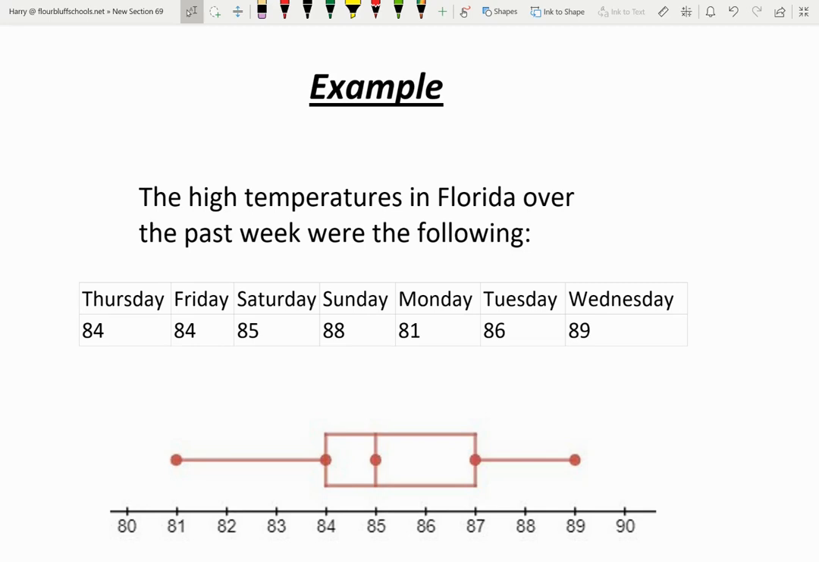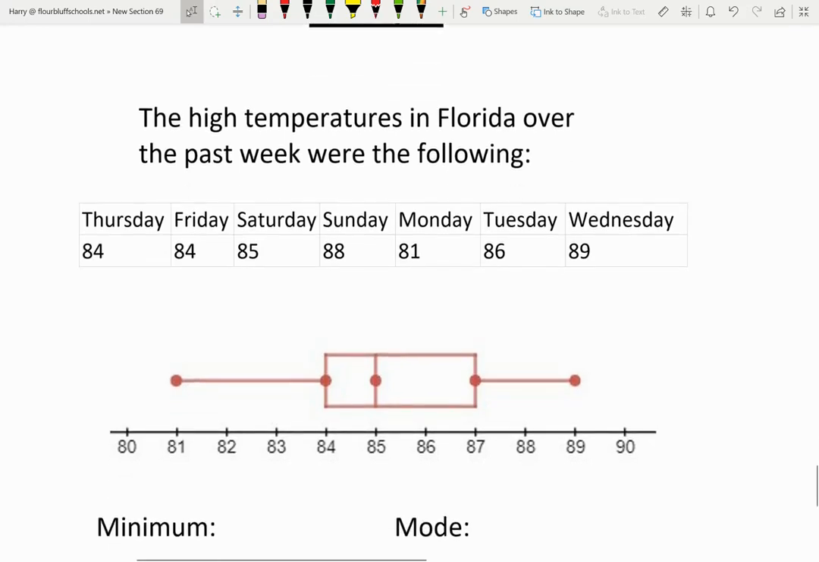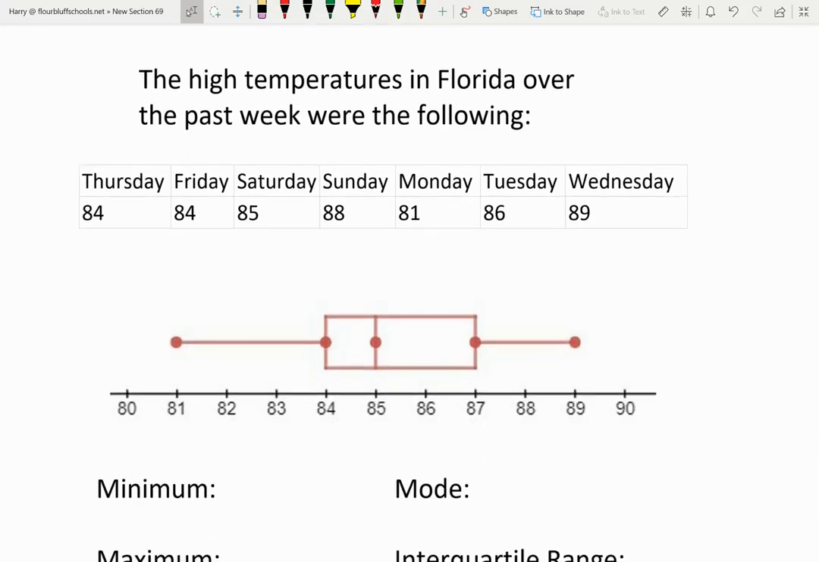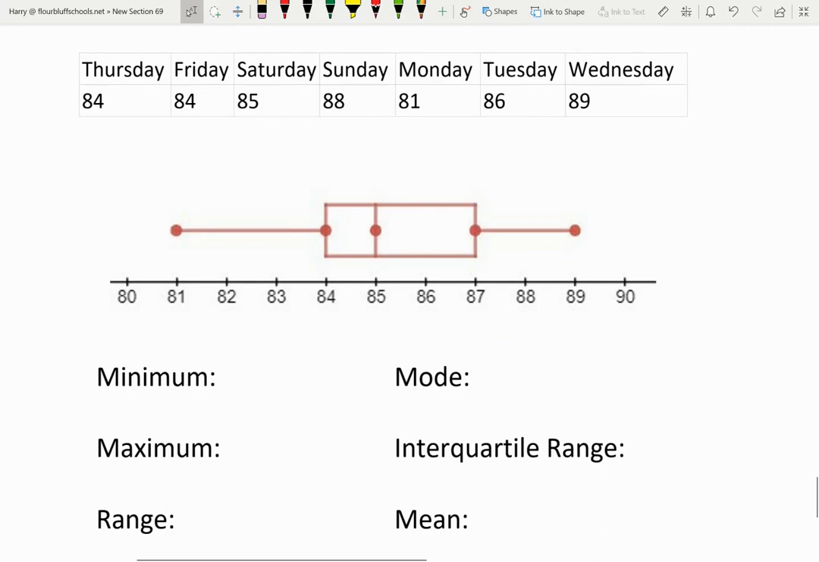Let's practice what we've learned with an example. The high temperatures in Florida over the past week were the following: 84 degrees on Thursday, 84 degrees on Friday, 85 degrees on Saturday, 88 degrees on Sunday, 81 degrees on Monday, 86 degrees on Tuesday, and 89 degrees on Wednesday. This box plot was created from that information.